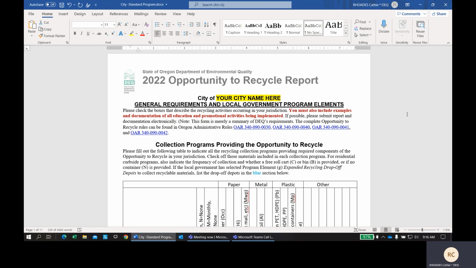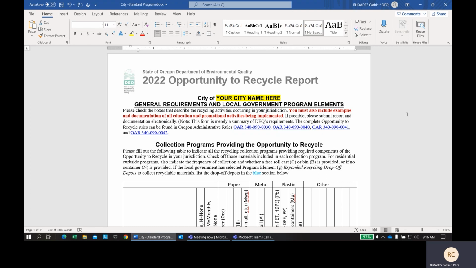For your information, we have changed the form slightly this year by adding space for you to provide detailed information regarding your education and outreach programs. The purpose of this form is for DEQ to determine a city's compliance with the Opportunity to Recycle requirements.